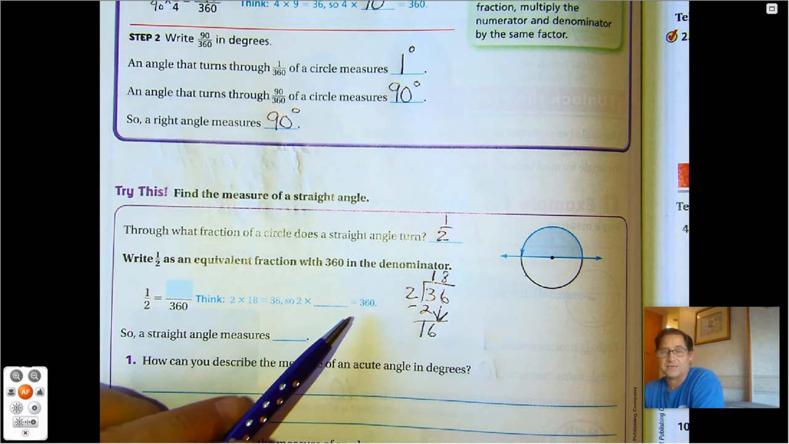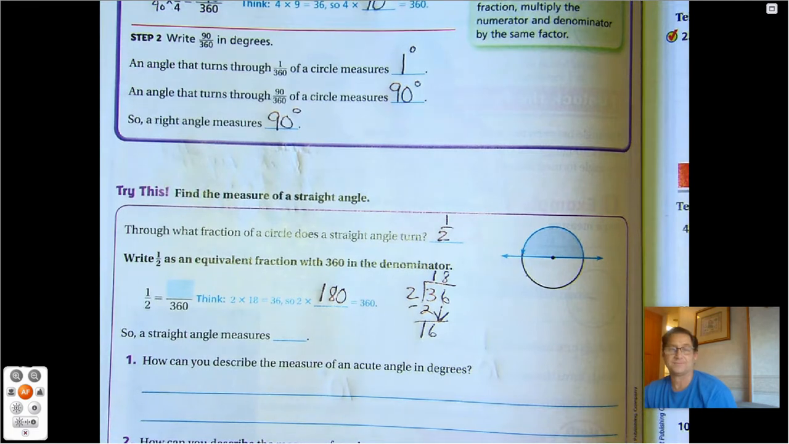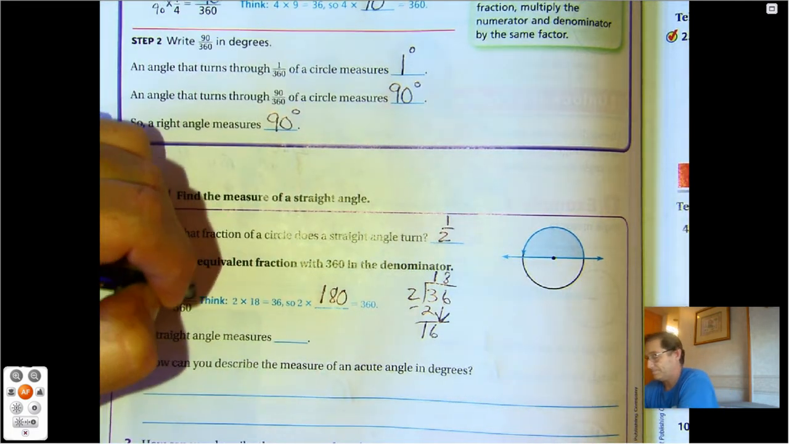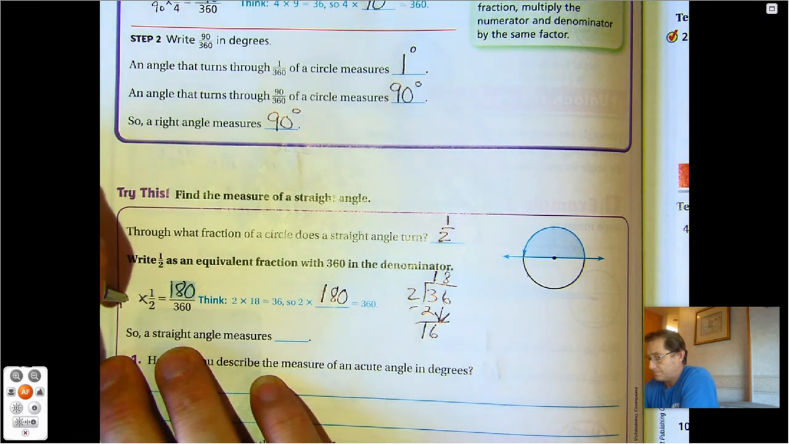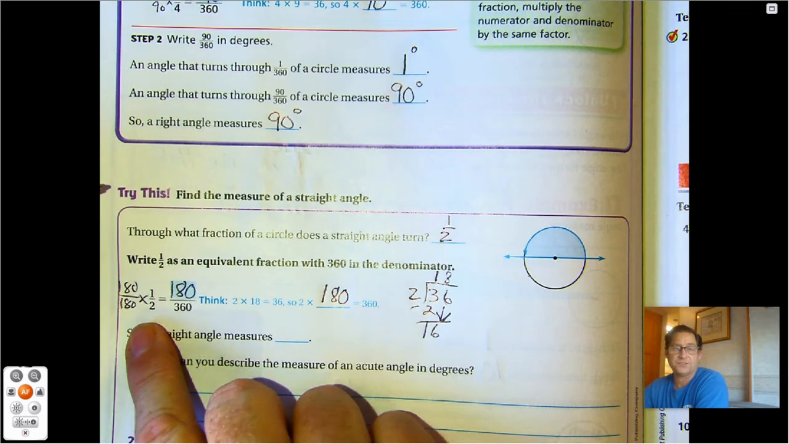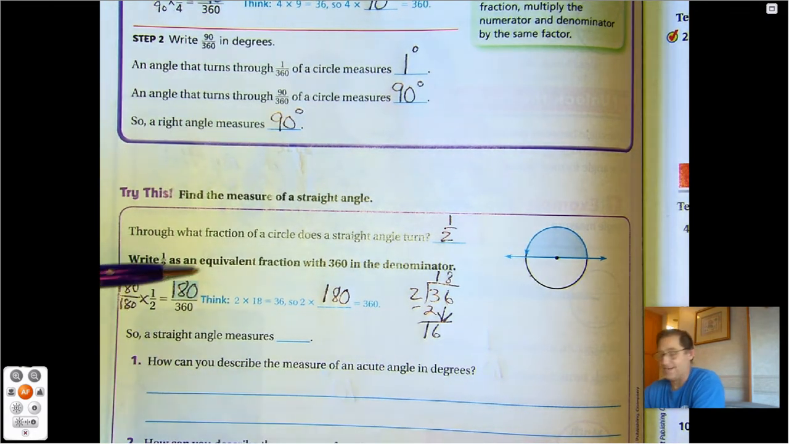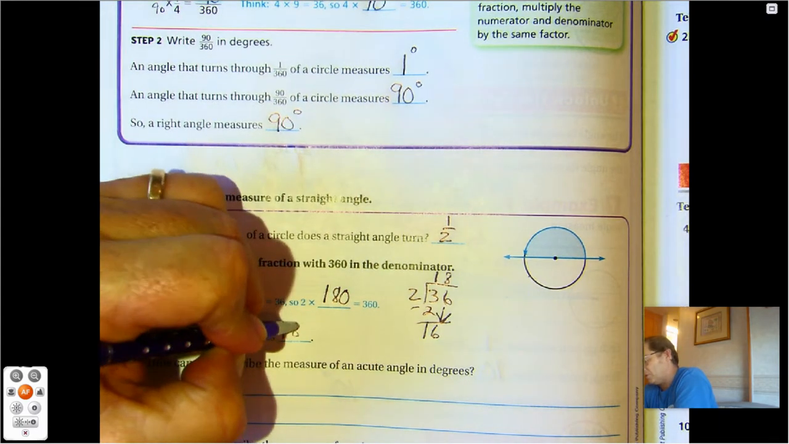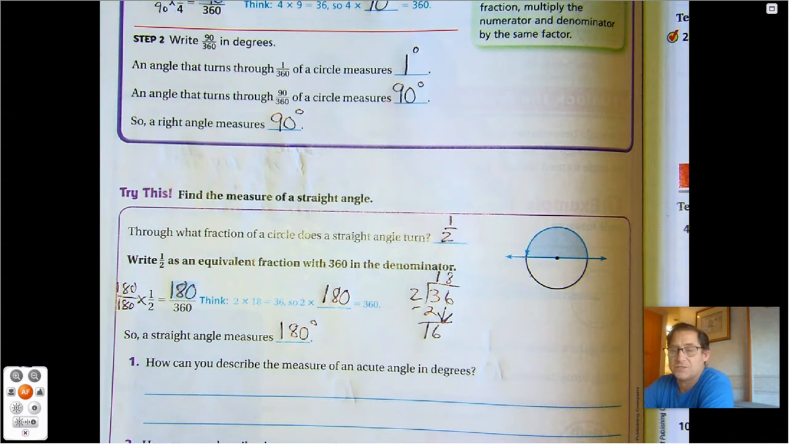But I don't want 36, I want 360. So 180. So 180 times 2 is 360. 180 times 1 is 180. So a straight angle, a straight line, measures half of a circle or 180 degrees.